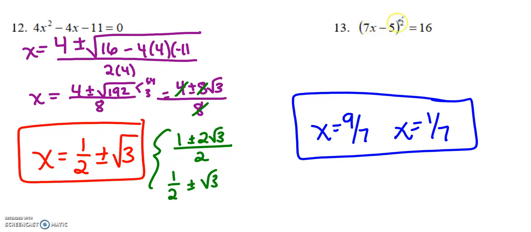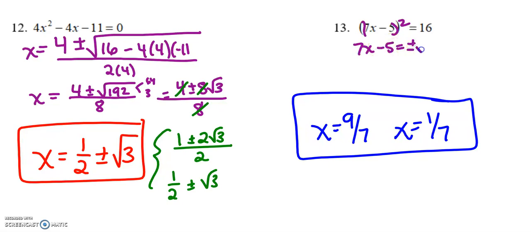So number 13, you could expand this out and have 49x squared minus 70x plus 25 equals 16, and then move the 16 over, and then use quadratic formula, complete the square. Maybe it factors nicely, which it does, but it might take a lot of work. The thing that's really nice here is I already have a perfect square. It's right there. So how do we undo a square in mathematics? We take the square root.